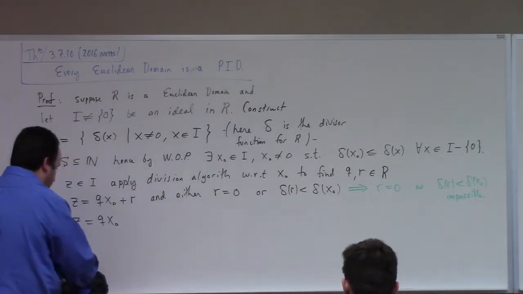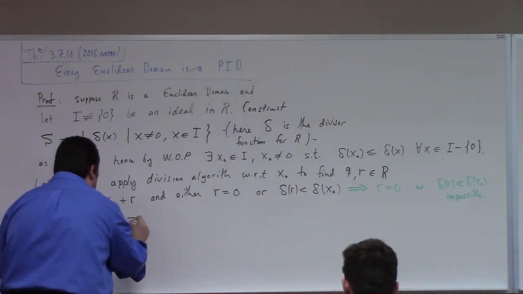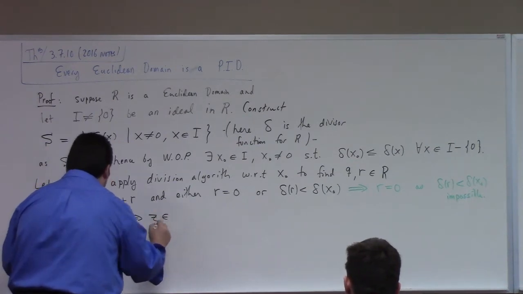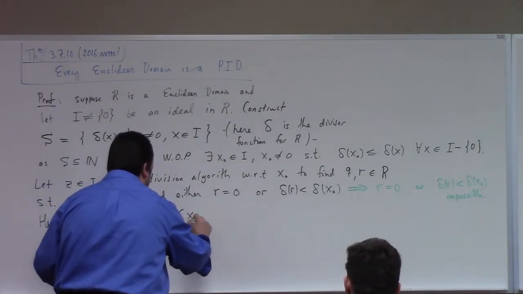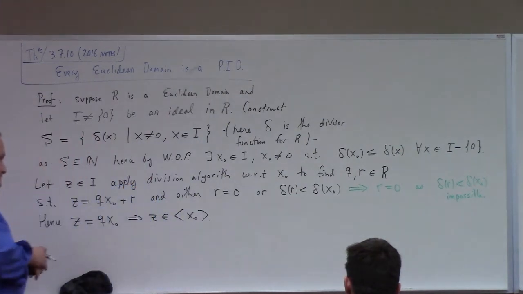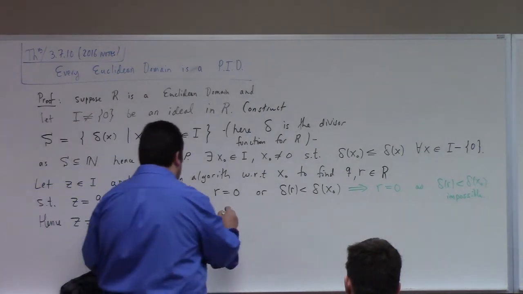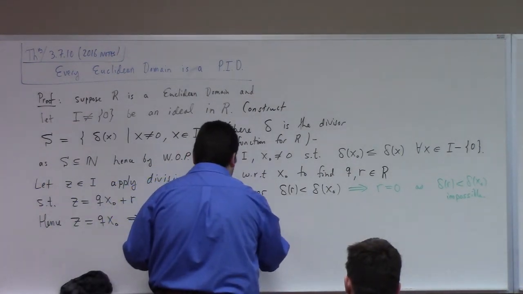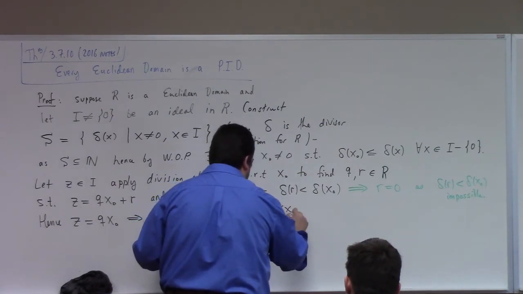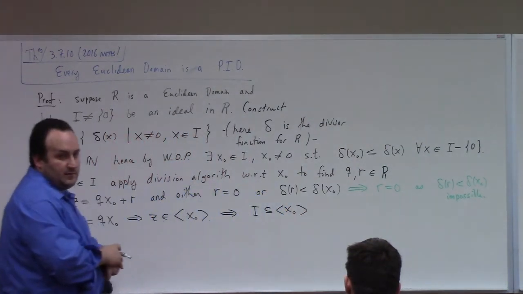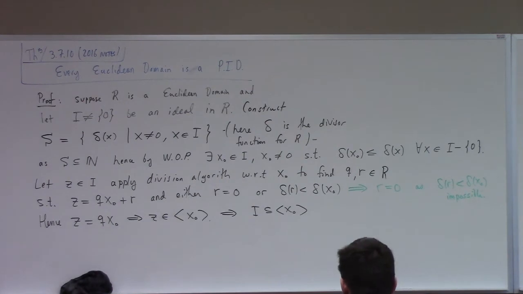But this is, of course, an element which implies that z is an element of what? The ideal generated by x naught, right? But z was an arbitrary element of the ideal, right? So that implies that I is a subset of the principal ideal generated by x naught. What about the other direction? Can we argue that the principal ideal generated by x naught has to be a subset of I?